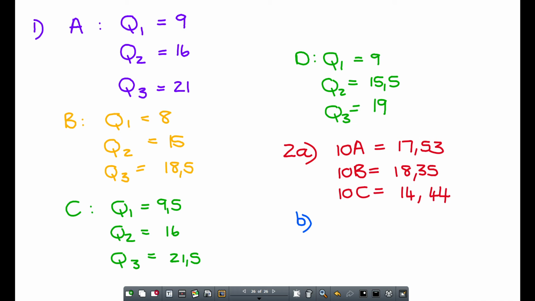Okay, B. Nou bereken die modus vir elke klas. Now remember the mode is the one that appears the most. So at class 10A, the mode was 16. And at B it was 14 and at C it was also 14.